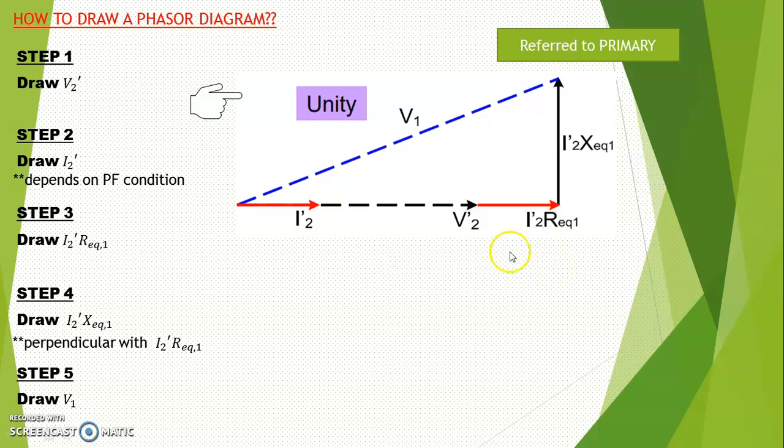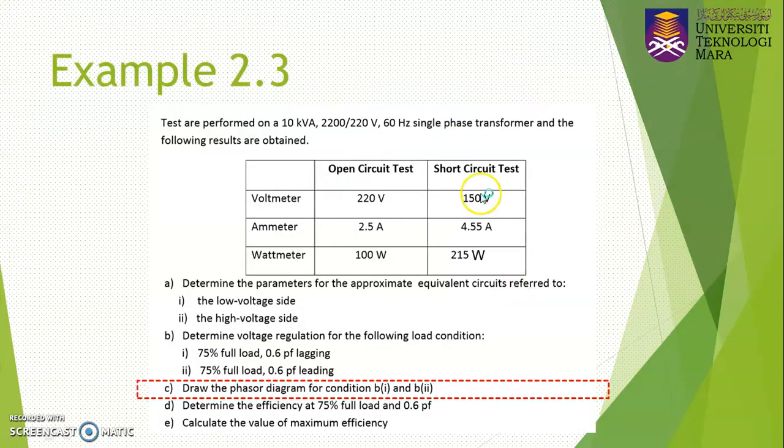Alright, let's move to the next slide where we are going to see an example on how to solve the transformer circuit problem, and then draw the phasor diagram for the transformer circuit. Basically the question here is the same as the example in the previous video, and we had solved questions A and B in the previous video. In this video, we are going to solve question C, where we need to draw the phasor diagram for conditions B1 and B2.